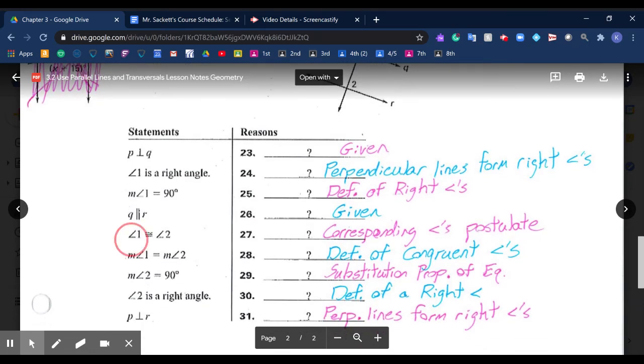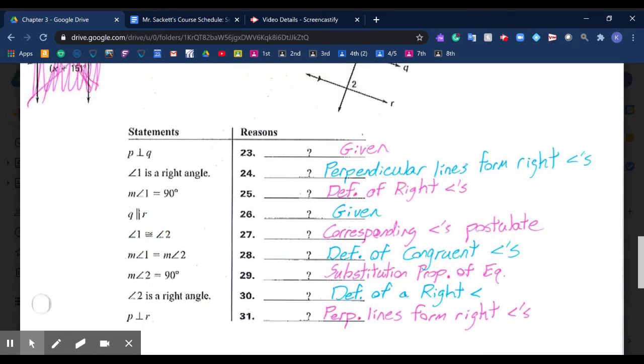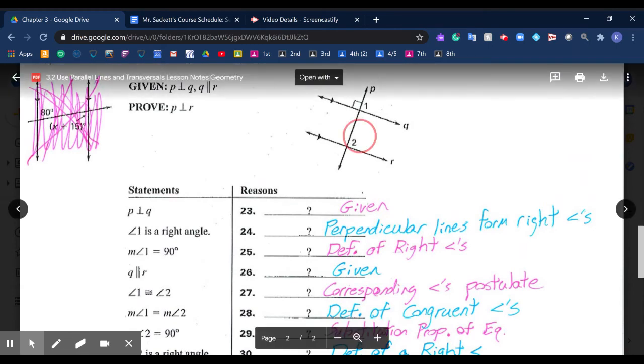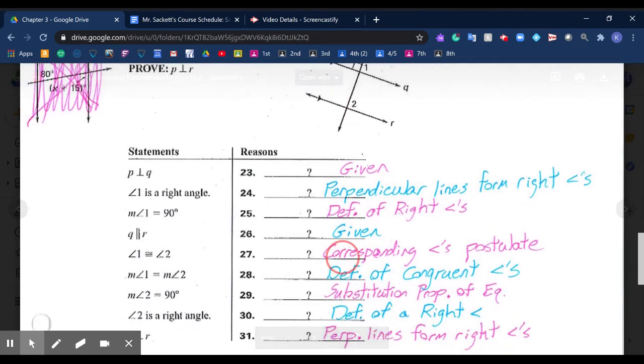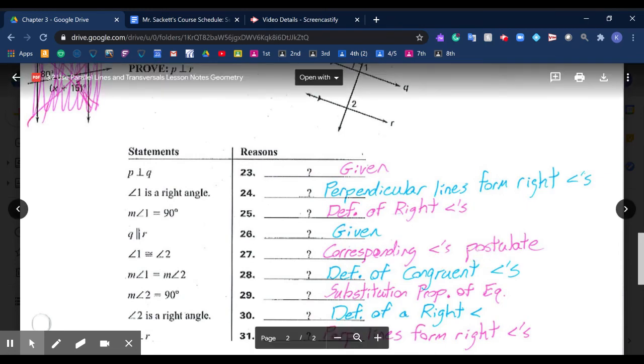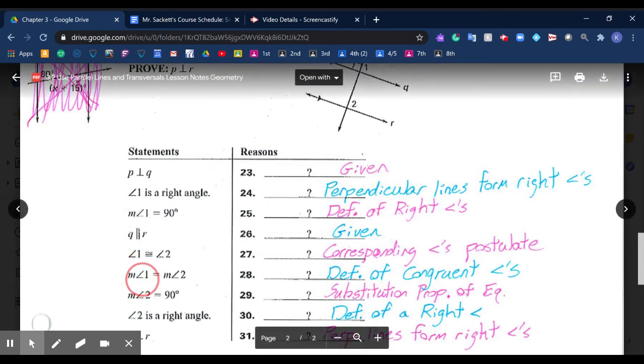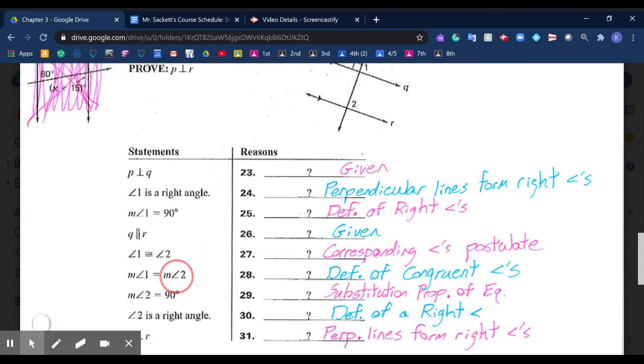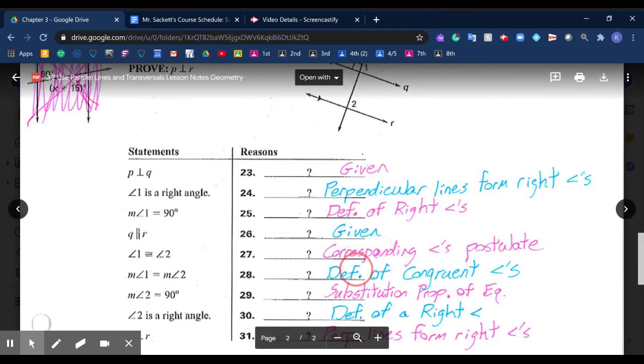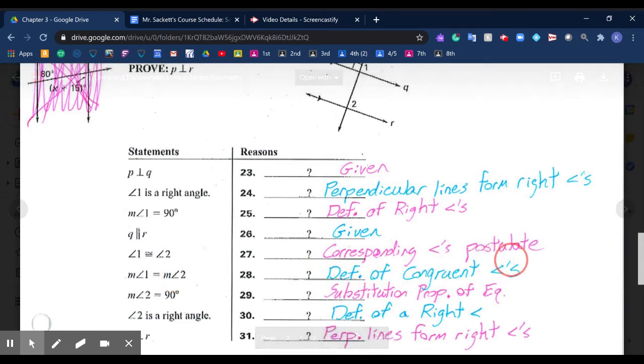So then they said that angle 1 is congruent to angle 2. 1 and 2 are corresponding angles. So the corresponding angle postulate allows us to say angle 1 is congruent to angle 2. Then, if they are congruent angles, by definition, their measures are equal. So the measure of angle 1 equals the measure of angle 2 by the definition of congruent angles.